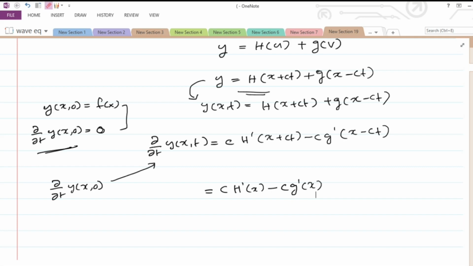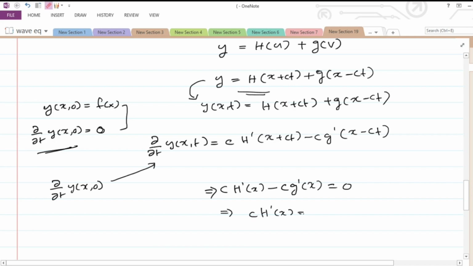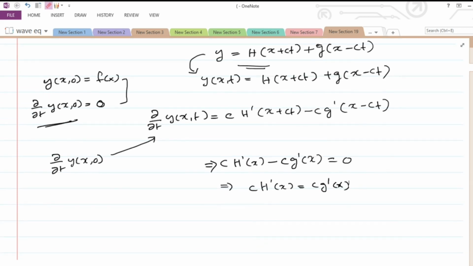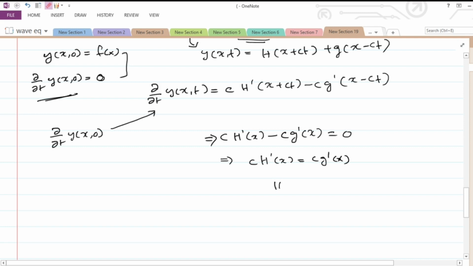Okay, c·h'(x) − c·g'(x) is equal to 0, since the initial velocity is given as 0. That implies again c·h'(x) is equal to c·g'(x), with small x. In this we can cancel c from both sides, so what we get is h'(x) is equal to g'(x).